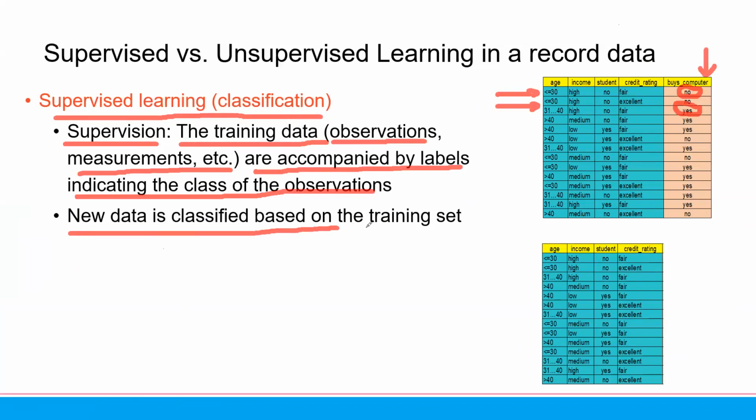The new data is classified based on the training set. So this is the training set. If you have new data, then you can classify it based on the model that we get from here.